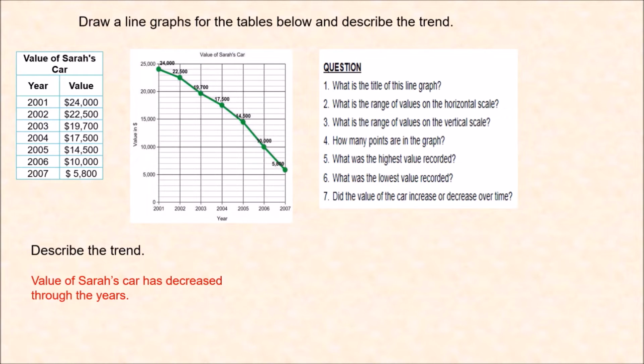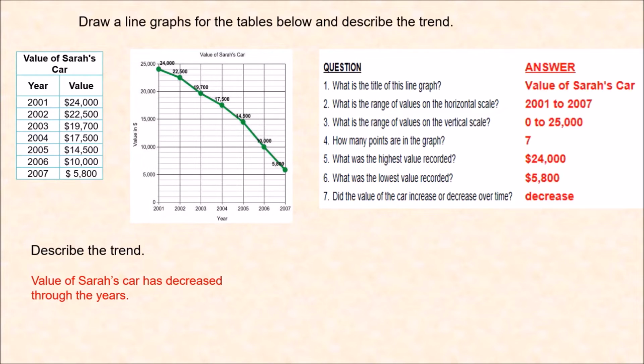Let's try the answers to these questions. The title of the line graph: the value of Sarah's car. Range of values on the horizontal scale, that would be the years, 2001 to 2007. Range of values on the vertical scale, that's the amount of money. We will start with 0, and the highest is 24,000. It is safe to write the scale in 5,000s, so that would be 0 to 25,000.